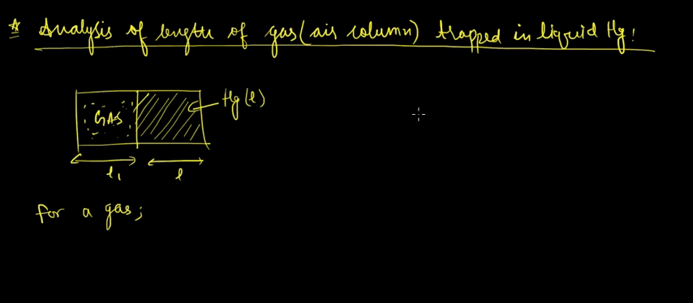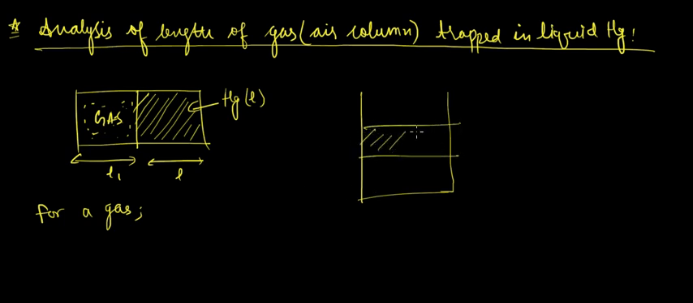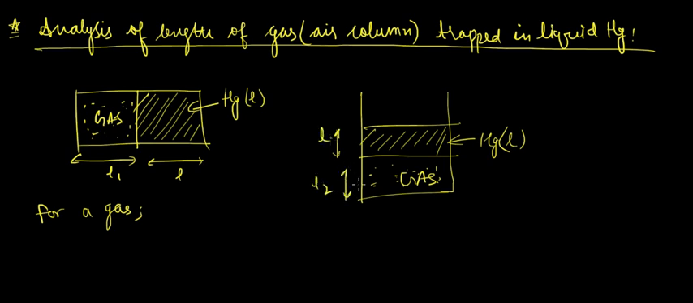In the second case, what is happening is, for the same vessel we are inverting it to have it in a vertical position, so that liquid mercury comes on the upper side of the gas. So here we have again L1 length here and L2 length here, and P of ATM is also acting on liquid mercury.